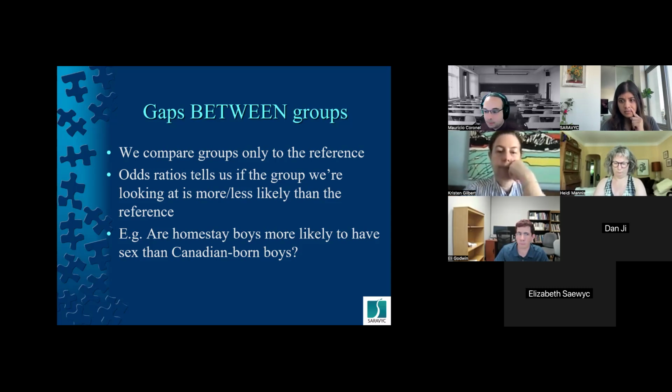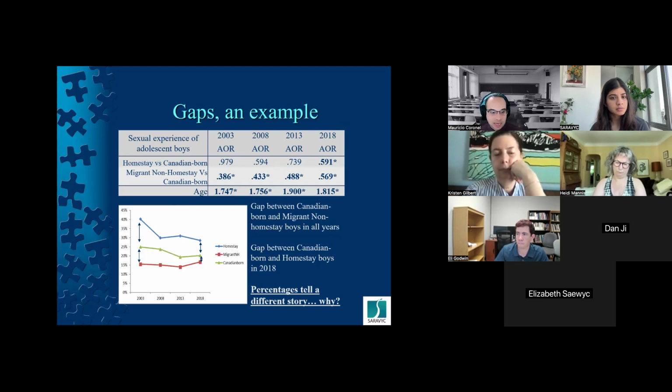So for example, we could ask, are boys who are in homestay, so migrating and staying with a family that is not their own, are they more likely to have sex than Canadian-born boys? So let's look at the numbers. An example of these gaps.